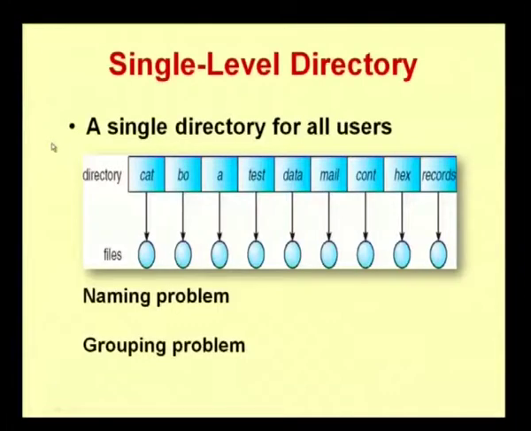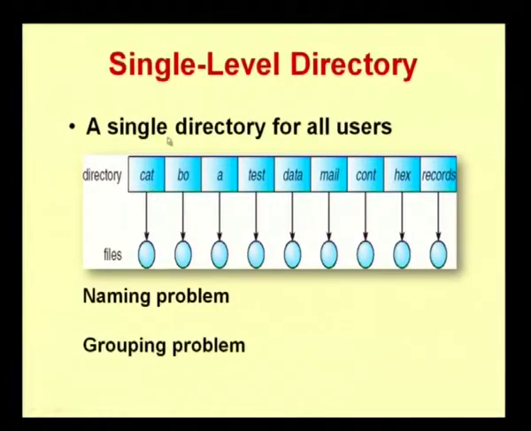So now let us see the different levels of directory structures. One is called a single level directory. So what is a single level directory? Let us see with a figure. A single level directory is for all users, wherein these are said to be the directories. You have CAT, BO, A, test, data, mail, CONT, hex, records. All these are said to be directories. So these are the files that are linked to this directory.